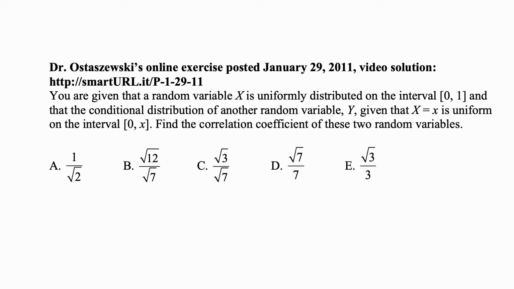Here's a problem for today for exam P on probability. You are given that the random variable x is uniformly distributed on the interval from 0 to 1, and that the conditional distribution of another random variable y, given that x is equal to x, is uniform on the interval from 0 to x. Find the correlation coefficient of these two random variables.